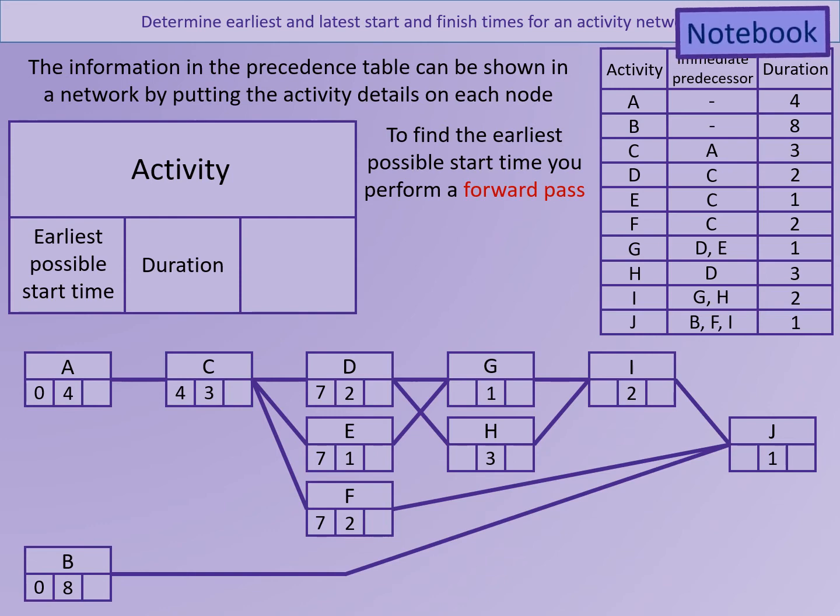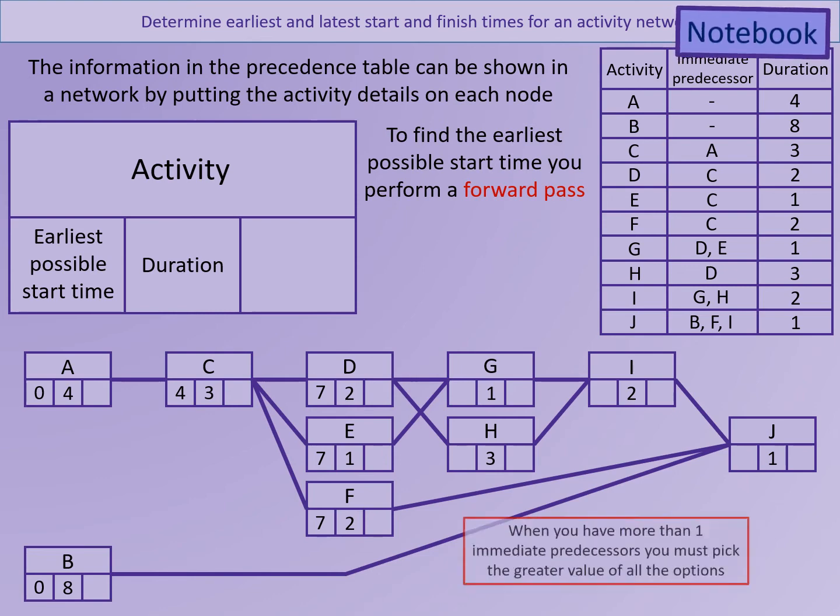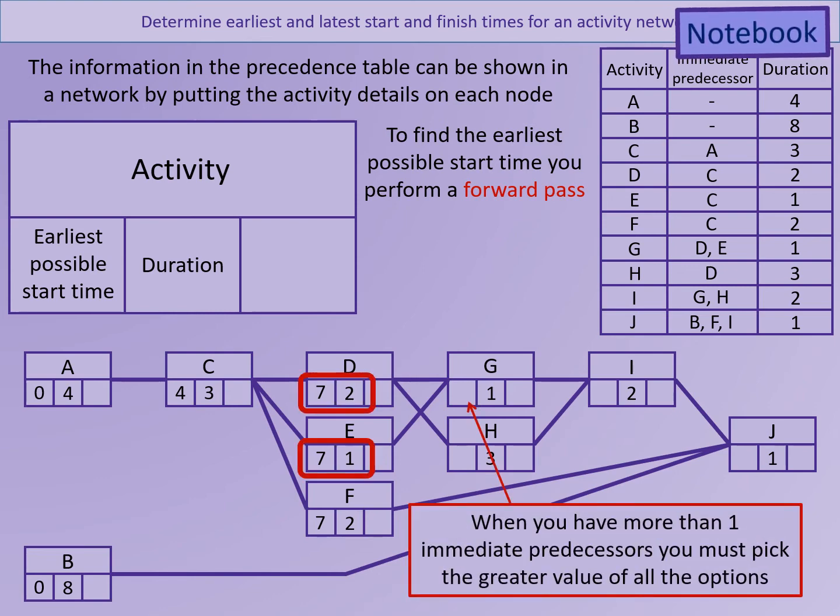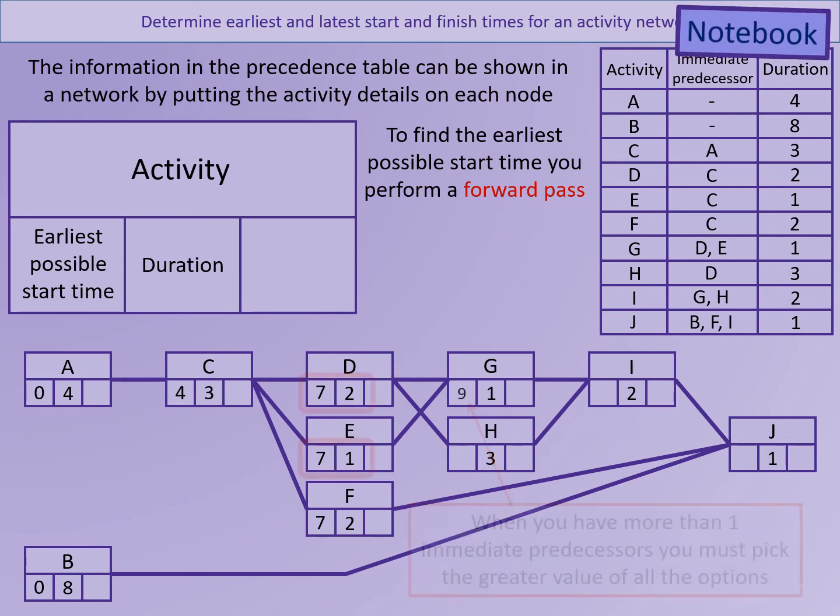It gets a little bit more complicated when an activity has 2 or more immediate predecessors. So for example, activity G depends on both D and E being completed. So in this case, we need to consider the sum of the predecessors' early start time plus the durations, and then take the largest of the 2 so that we can ensure that both activities have been completed. So for D, we've got 7 plus 2 is 9. For E, we've got 7 plus 1 is 8. So the earliest start time for G, so that D and E have both been completed, would be 9.